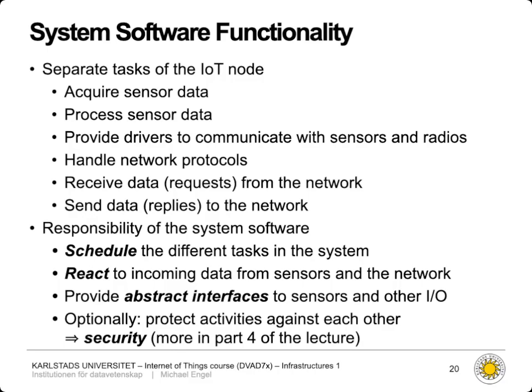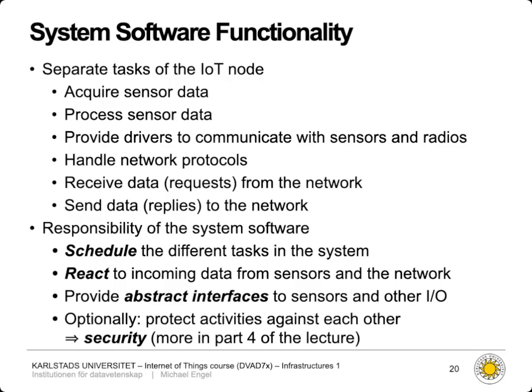It needs to provide drivers to communicate with sensors and radios. Your IoT node needs to handle the network protocols to talk to your router and machines on the internet. It has to receive data, so requests from the network. And of course, it has to send replies as data to the network.